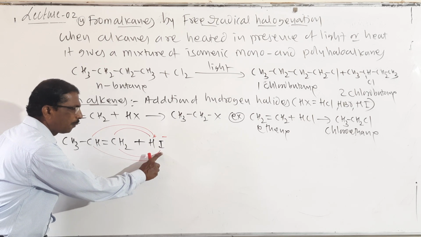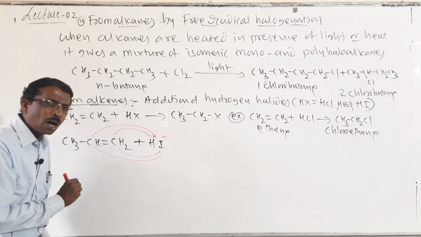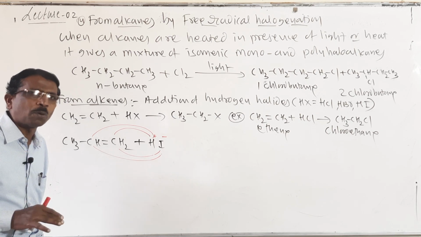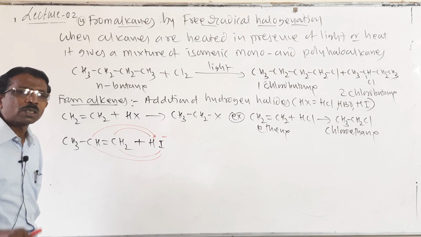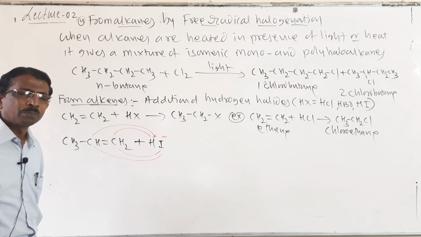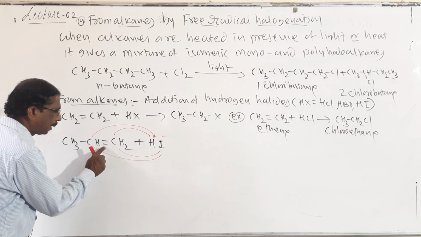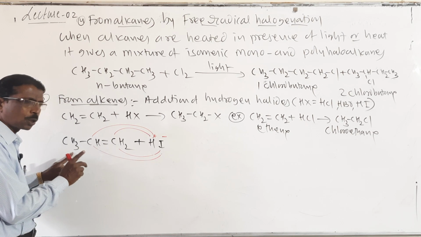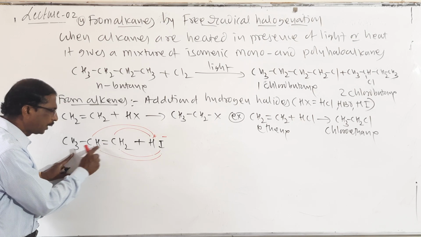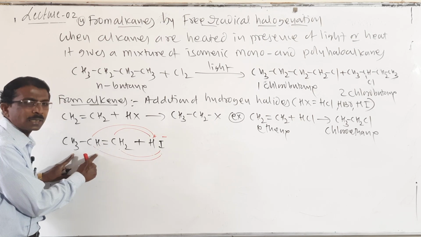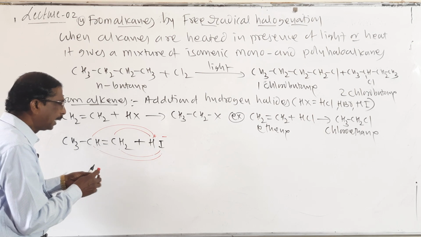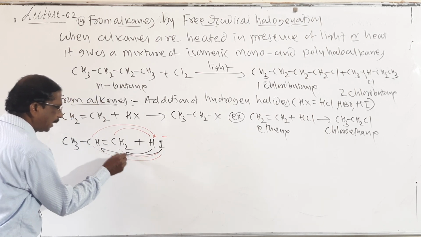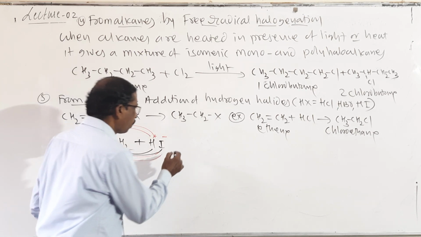The negative part of hydrogen halide is attached or bonded to that carbon atom which is doubly bonded, and it must contain less number of hydrogen atoms. Here the CH3 is not a doubly bonded carbon atom, it has 3 hydrogen. Among these two doubly bonded carbons, one has more number of hydrogen, one has less number of hydrogen. So therefore this I should be attached here, and then this H should be attached here. So therefore there are two possibilities.